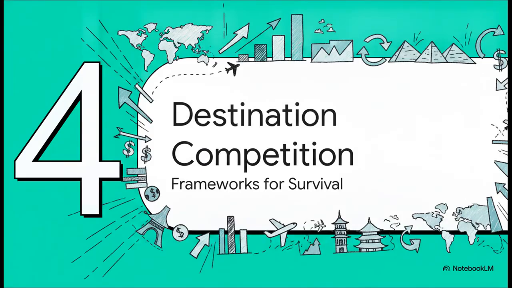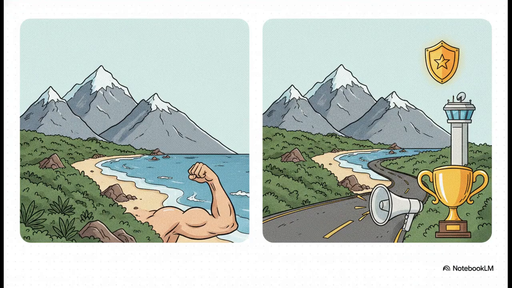Section 4, the competitiveness of a destination, frameworks for survival. Now we're zooming out to the macro level to see exactly how destinations survive in this fierce, globally measured market. A foundational concept here is really grasping the difference between comparative and competitive advantage. Think of a destination kind of like an athlete. Comparative advantage is the athlete's raw genetic talent, so the destination's natural climate, its historic ruins, its beaches.